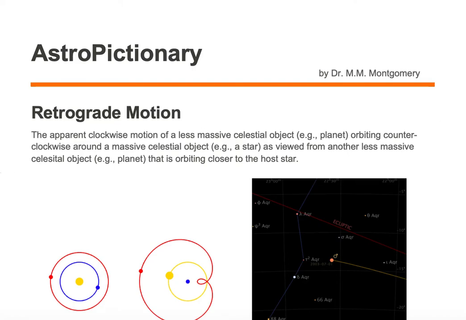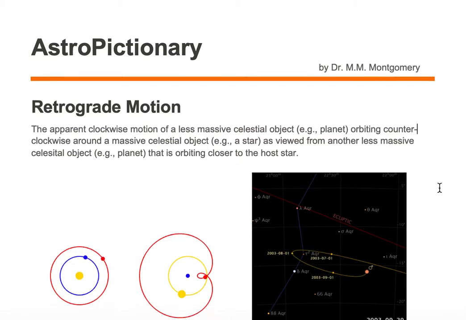Retrograde motion is the apparent clockwise motion of a less massive celestial object, such as a planet, orbiting counterclockwise around a massive celestial object, such as a star, as viewed from another less massive celestial object, such as a planet, that is orbiting closer to the host star. This is a large definition, so let's unpack it.